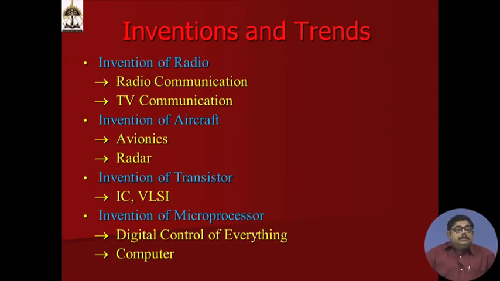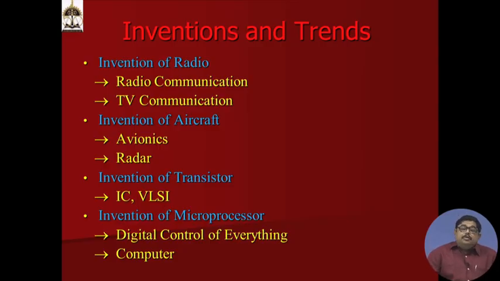Now, you see there are some inventions which happened in the 20th century. Radio communication was invented just at the start of the 20th century, with transatlantic communication. Then we have seen TV communication. Due to the invention of radio, radio communication and TV communication became possible.